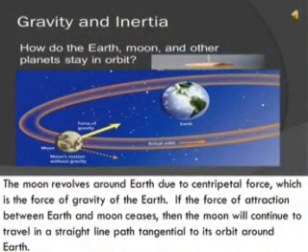In an earlier class, you studied how the moon revolves around the earth. Can you recollect it? The moon revolves around the earth due to centripetal force, which is the force of gravity of the earth. If the force of attraction between the earth and the moon ceases, then the moon will continue to travel in a straight line path, which is tangential to its orbit around the earth.